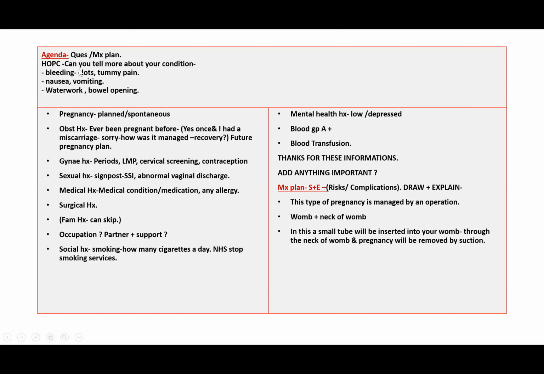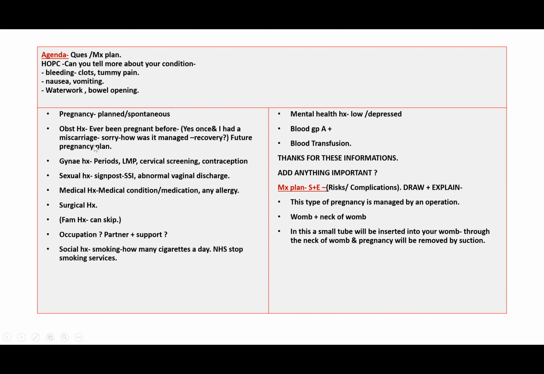Then, history of presenting complaint. Can you tell me more about your condition? How about your bleeding, passage of clots, any tummy pain, and nausea and vomiting? So you can ask in the beginning or right now also that I can see that you were having nausea and vomiting. How is it now? Would you like to have some medications for that? How about your water work and bowel opening, which you did ask? Good. You asked about the pregnancy. Is it a planned or spontaneous pregnancy? Have you, the obstetric history, have you ever been pregnant before?